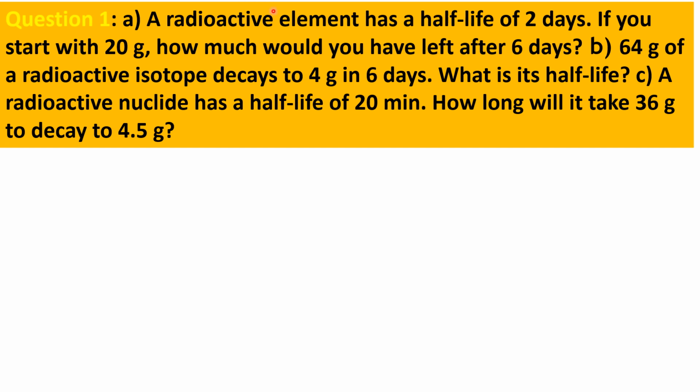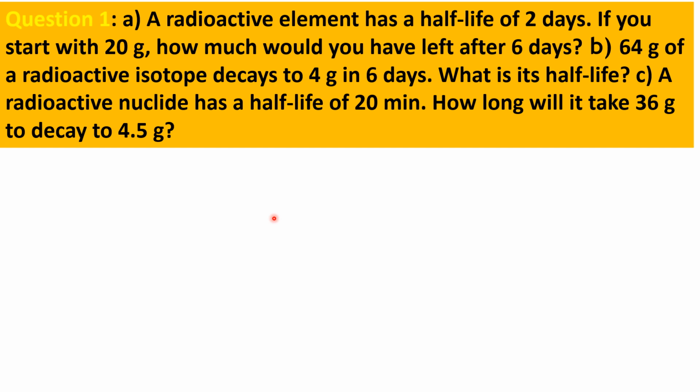Question number 1, letter A. A radioactive element has a half-life of 2 days. If you start with 20 grams, how much would you have left after 6 days? Question 1b. 64 grams of a radioactive isotope decays to 4 grams in 6 days. What is its half-life? And question 1c. A radioactive nuclide has a half-life of 20 minutes. How long will it take 30 grams to decay to 4.5 grams?